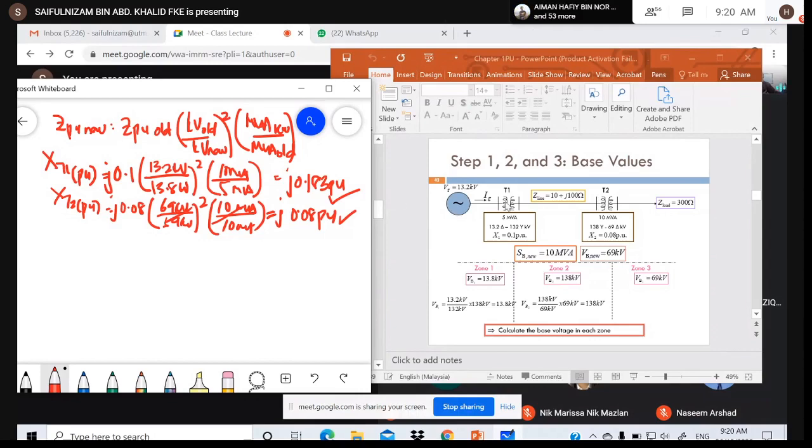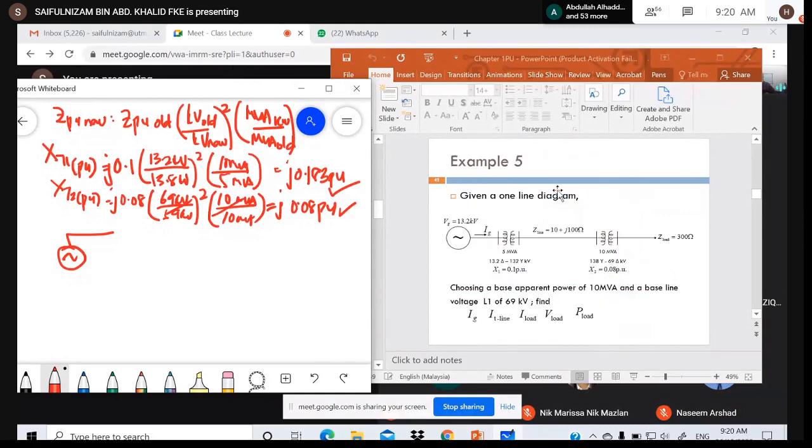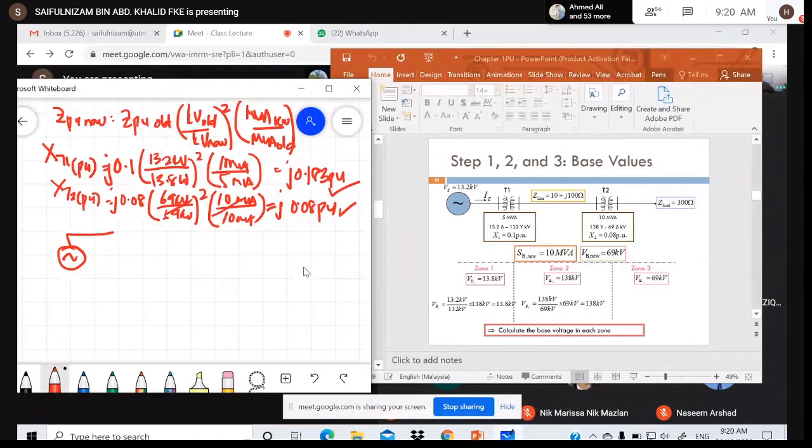So we have done transferring all the impedance to per unit value. What's next? Draw the reactance diagram, because we want to do the analysis. The question asks to find the generator current, line current, load voltage, and the load power, right? Then you can draw the reactance diagram.